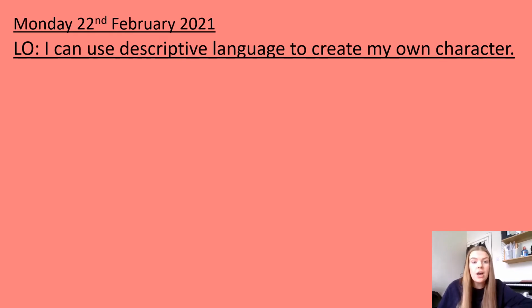Okay, so we're going to start today with some English and literacy this morning, okay? And what we're going to do first is read through our learning objective together. Okay, so off we go. It says, I can use descriptive language to create my own character.